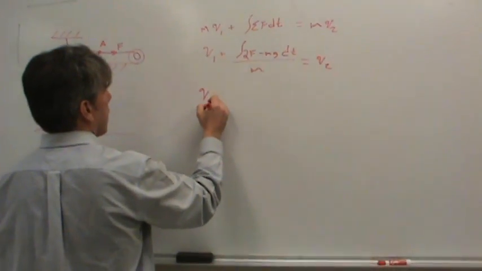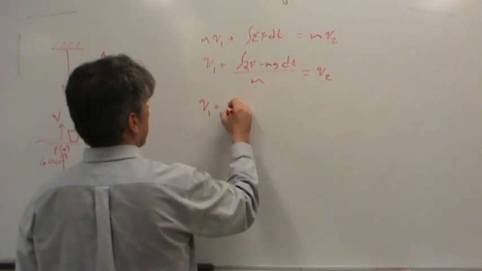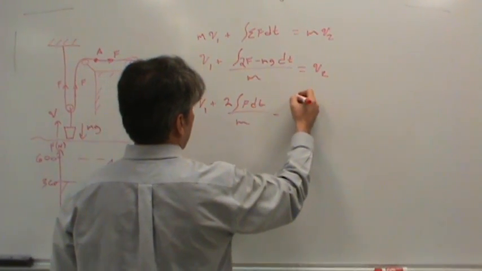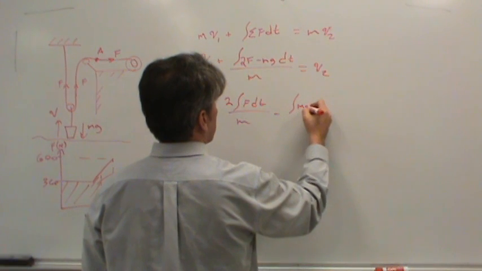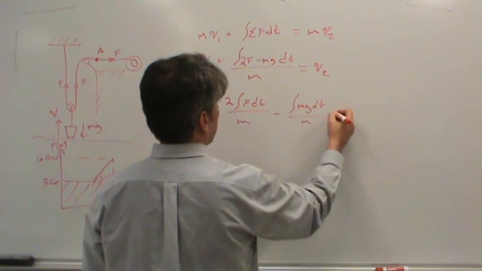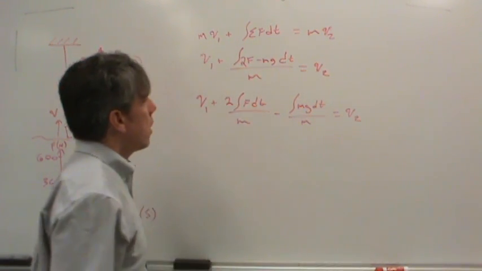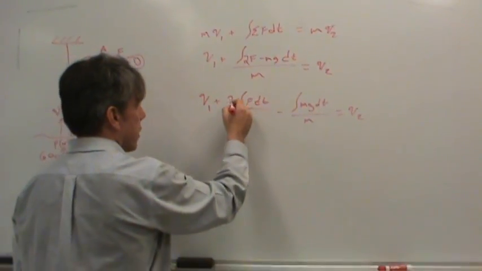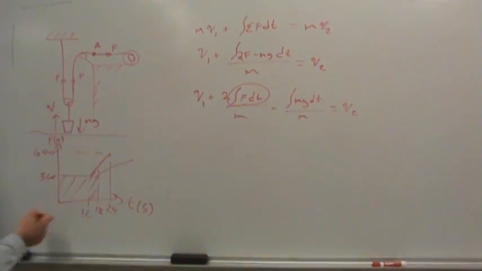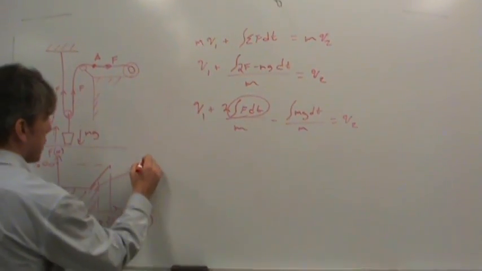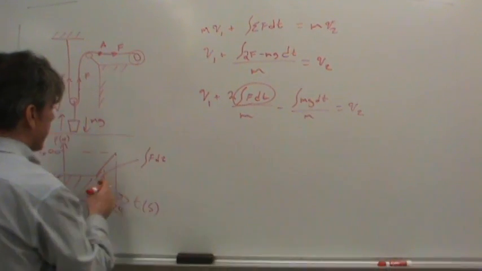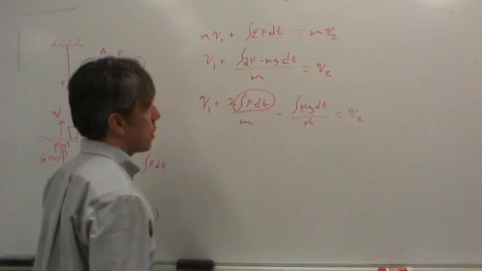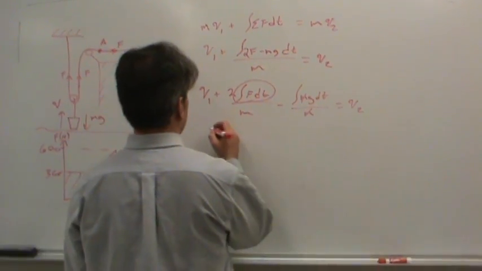In fact, let's make it a little clearer by saying 2 times the integral of F over time over mass minus integral mg dt over m equals v2. That way I separate out the forces and make it clear that this bit here is just the area that I've shaded. This is the integral of force over time that comes from the graph. Now you'll notice that the mass in the second term goes away. G is a constant, so it just comes out.